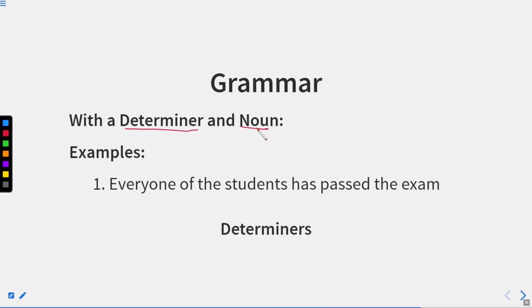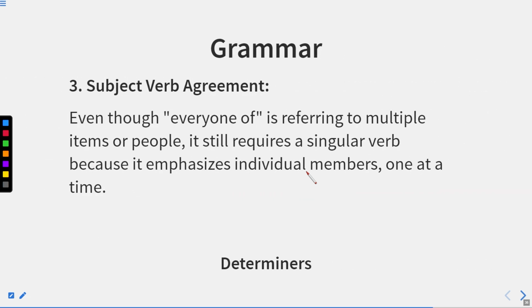With a determiner and a noun: every one of the students has passed the exam. So in every one of the students, "the" is the determiner, "students" is the noun, and "has" is the singular verb. Now let us move to the next one. Subject-verb agreement. Even though every one of is referring to multiple items or people, it still requires a singular verb because it emphasizes individual members one at a time.